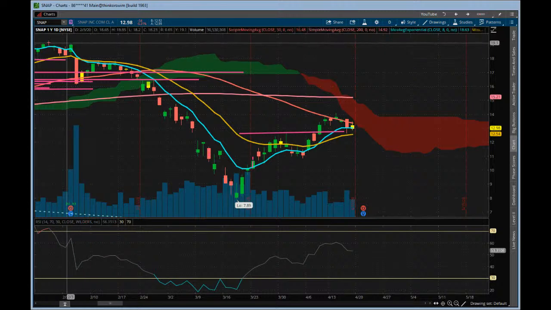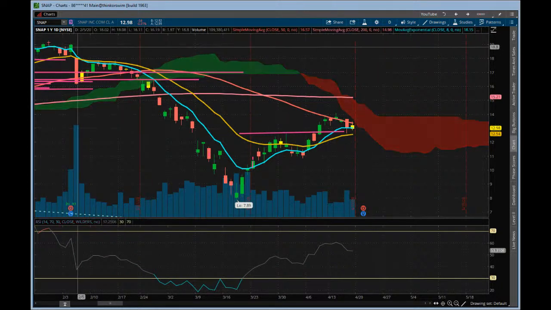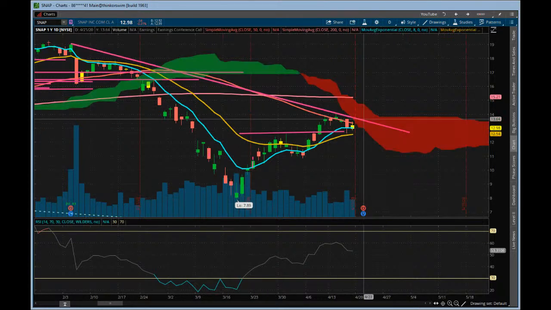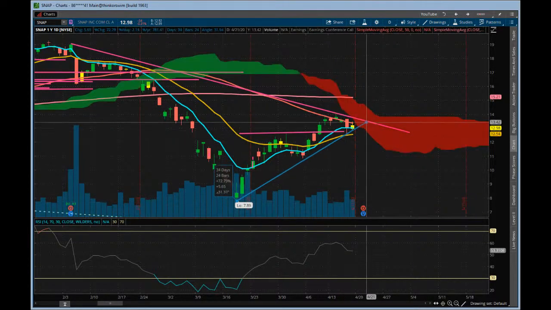Getting pretty tight right here. We can kind of just go, kind of take that guy here. Yeah, getting very, very tight. This thing's looking like it's ready to make a move, doesn't it?